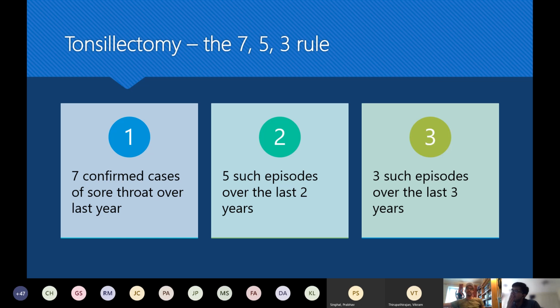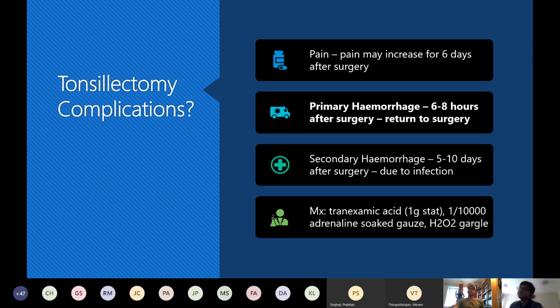Specifically to this surgery. Yes, bleeding is the most important. Yes, exactly. So let's talk about that. Pain, we've talked about, can actually increase after the surgery for up to 6 days. Hemorrhage we'll come back to. And infection and bleeding are the other two major ones.